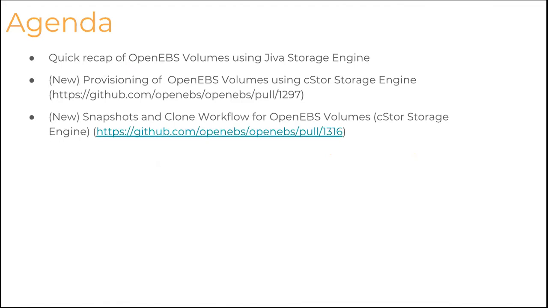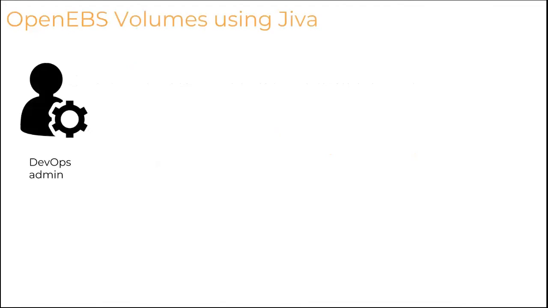Please stop me at any slide. There's some assumption that I've made here with respect to the knowledge of Kubernetes. Feel free to stop me and ask any questions in between. Okay. So I'll get started with the way the OpenEBS volumes are created using Jiva as of today.